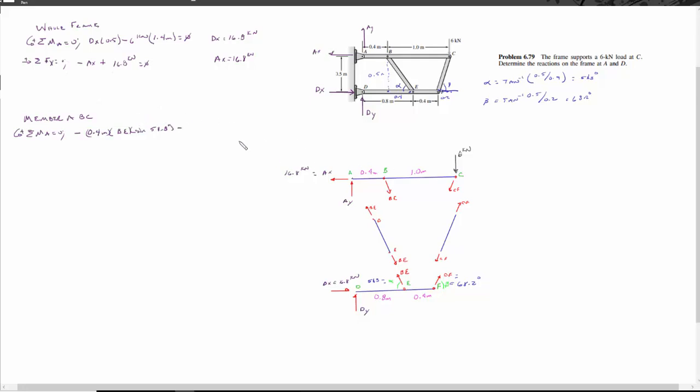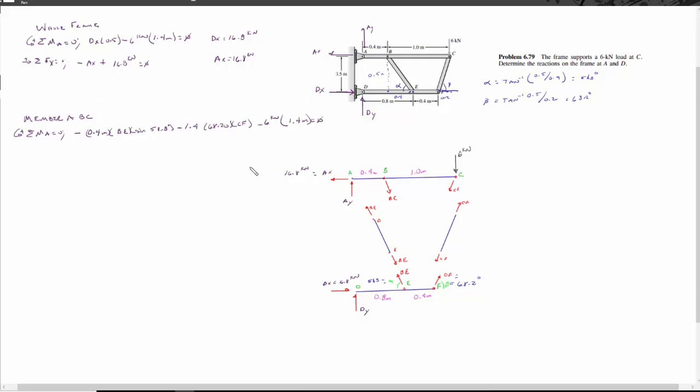Minus 1.4 times the sine of 68.2, which is times CF. So we're multiplying CF now, and that's 68.2. And then we're going to subtract this 6 kilonewtons times the full distance, which was 1.4 meters. And that's all equal to 0.